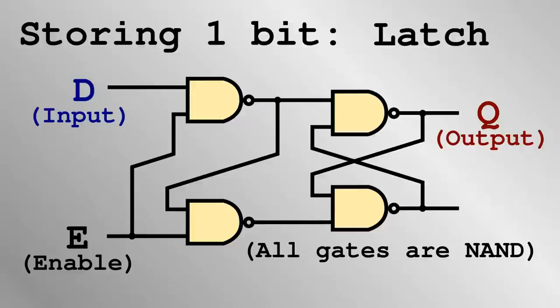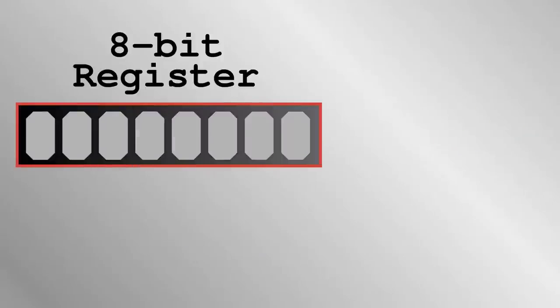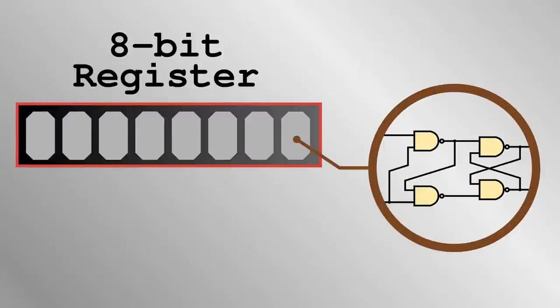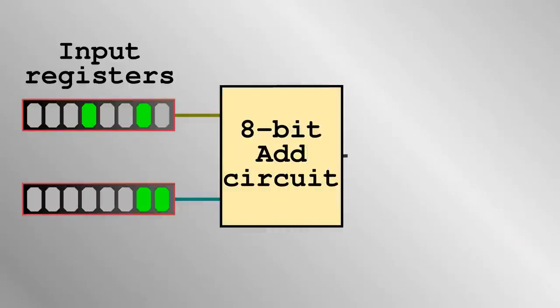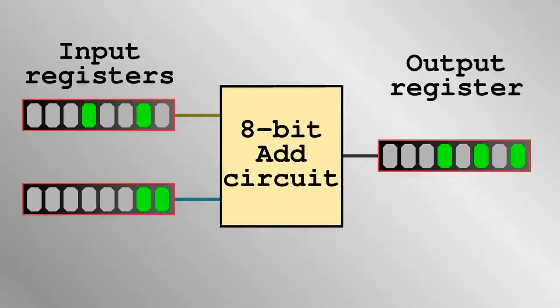When enable is 1, whatever bit is applied to D will propagate to the output. The computer will carry out an operation, addition for example, enable a bunch of latch circuits to store the output, and then switch the enable back off. The result will then be held there as long as is required. 8 of these latches can form a register which will store a byte of data as long as it's required. An add circuit of the type we looked at in the previous section would have such registers to store the inputs before the addition takes place, and a register to capture the result of the addition.